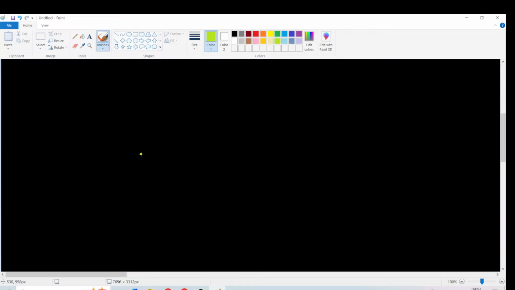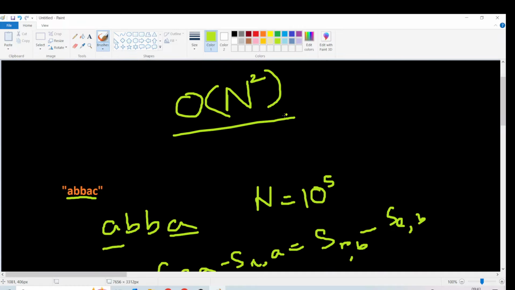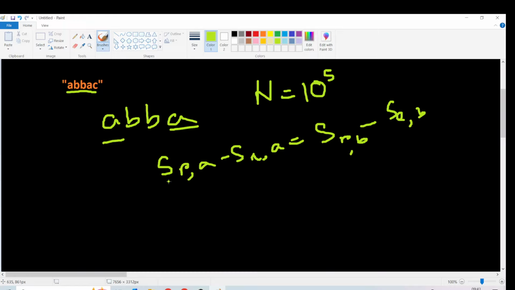So what we will do is check, for every L to R, whether S of R A minus S of L A equals S of R B minus S of L B or not. This is the standard algorithm we can follow for order of n square. I am not going to go deeper into it, but we can take the help of this condition, S of R A minus S of L A equals S of R B minus S of L B, and try to solve this problem in lesser time complexity.